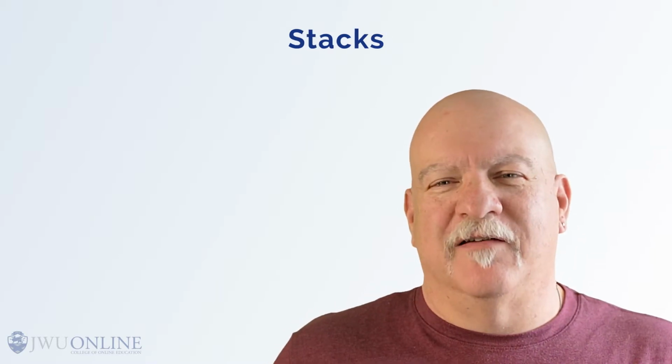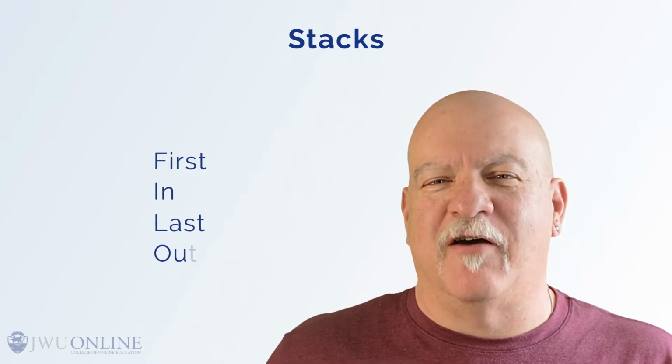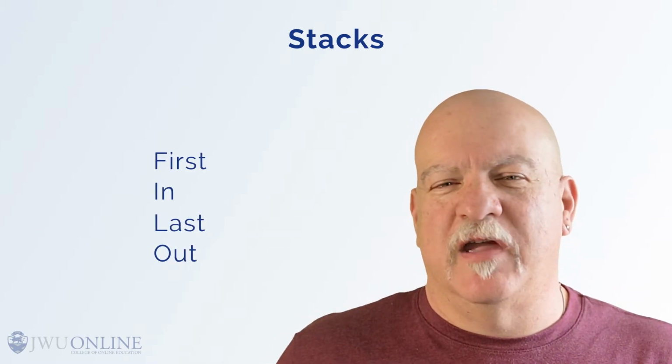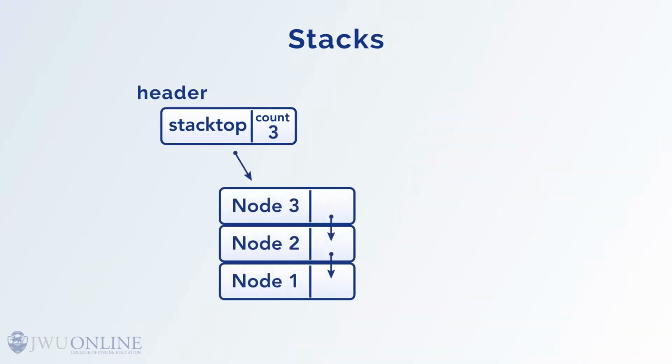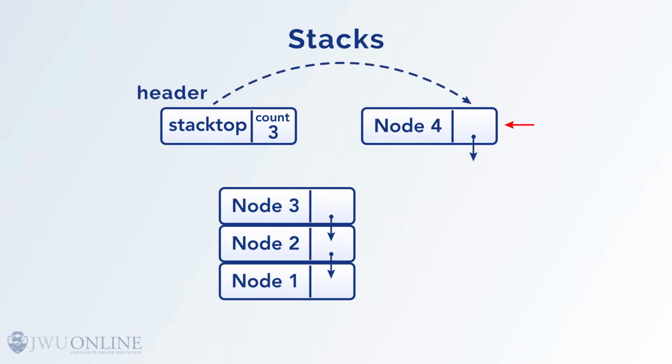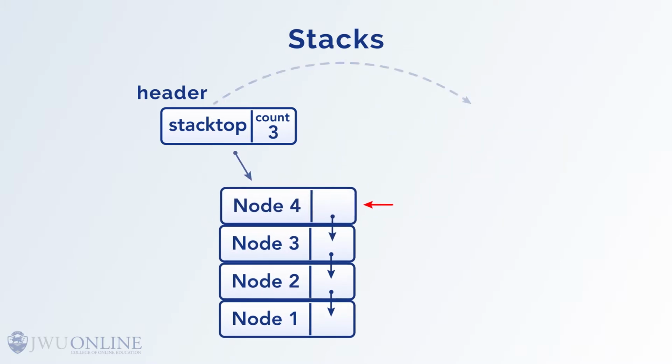Stacks work based on the FILO, or first in, last out rule. That means that to create a stack out of a linked list, we first create a header with a pointer to the stack top and a field for the count, or metadata. To add something to a stack, assign the stack top pointer to the next field of the newly created node. In other words, don't lose the original stack top. Then the stack top gets reassigned to new pointer, or the new node.